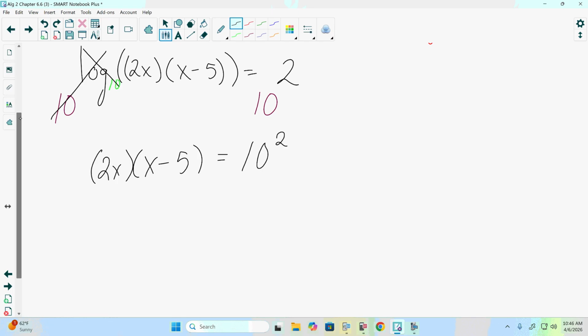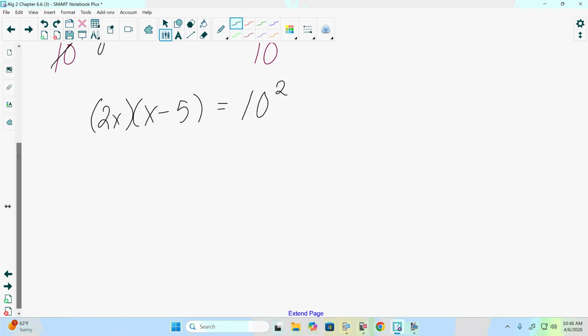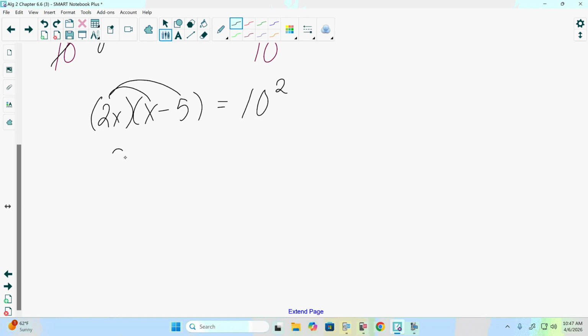Now we do have some multiplying and simplifying to do before we can really start our solving process. On the left-hand side, we're going to have to distribute that 2x and x minus 5. 2x times x is going to be 2x squared. 2x times negative 5 is going to be negative 10x. And 10 squared is going to be 100.